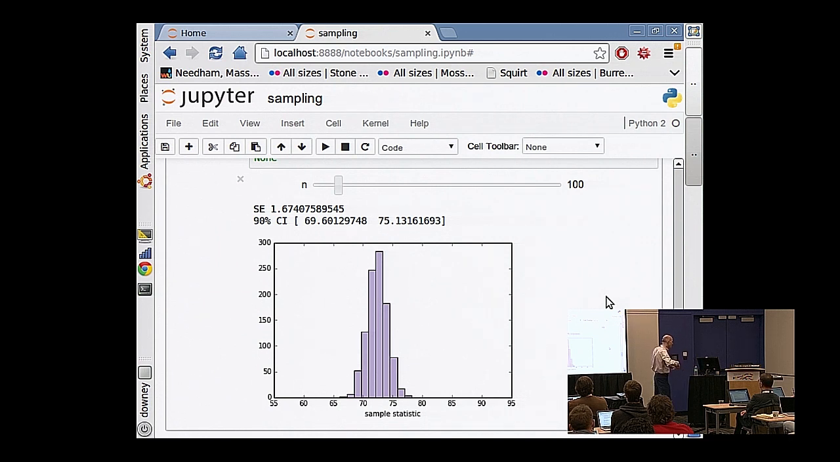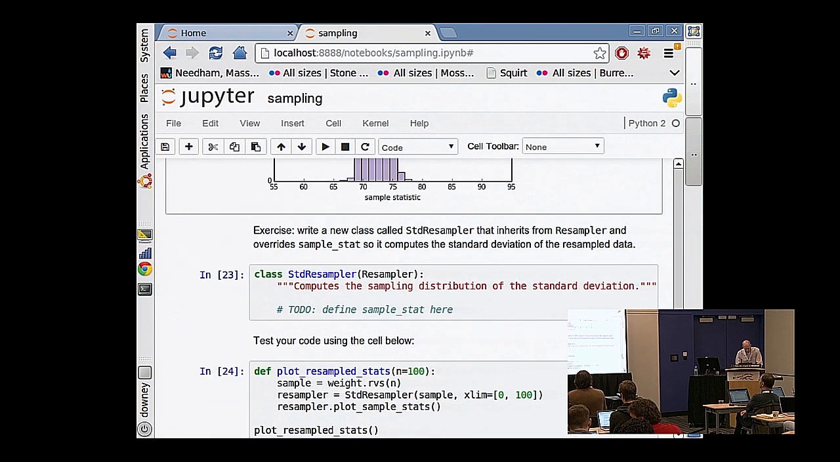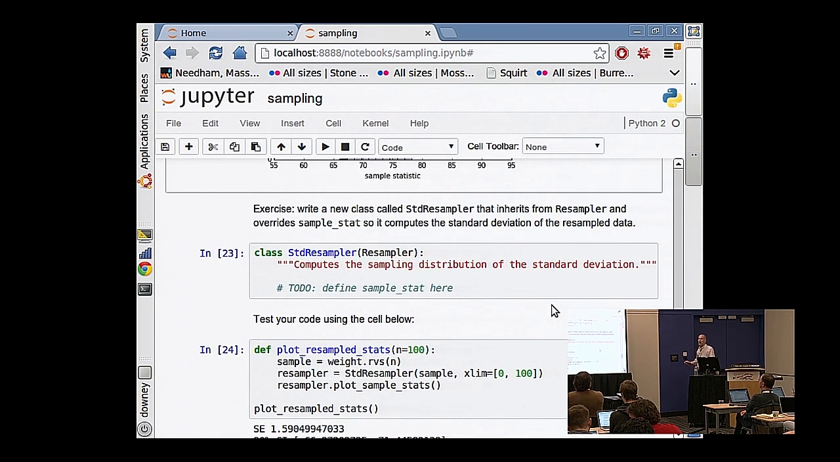Okay, let me give you a minute to finish up this section, and then we will move on. What you're going to do is create a new version of this. So I gave you a class definition called Resampler. You're going to create a new thing called StandardDeviationResampler. You're going to inherit all the methods that we were just looking at. The only thing you have to change is sample stat. So you're going to override the sample stat that you get from the parent class. You're going to provide a new version that computes the standard deviation, and then run the rest. Give it a shot. As usual, we'll come around for questions.